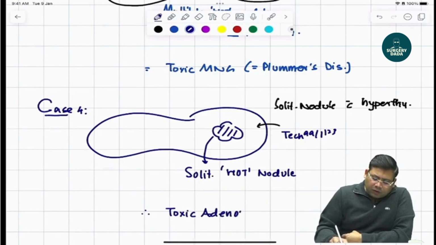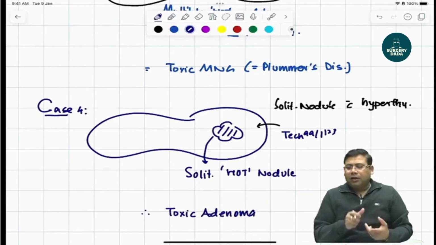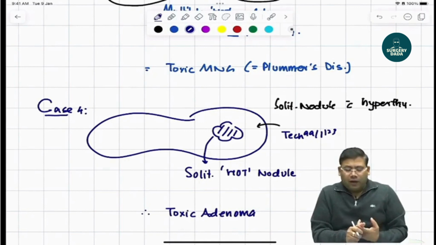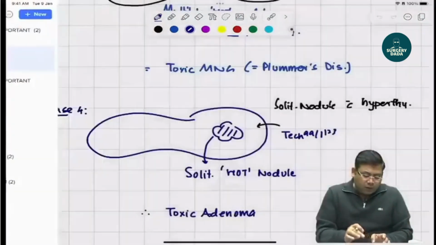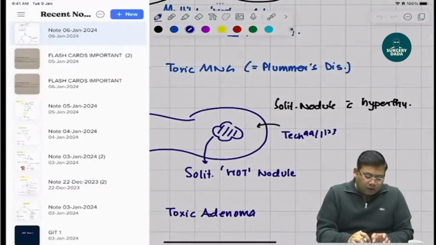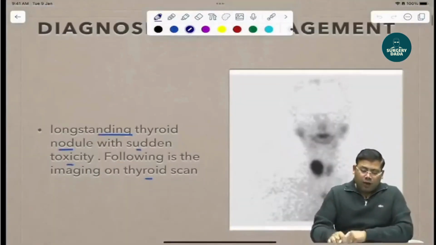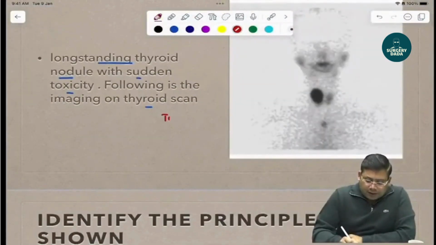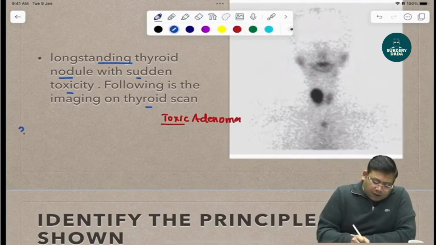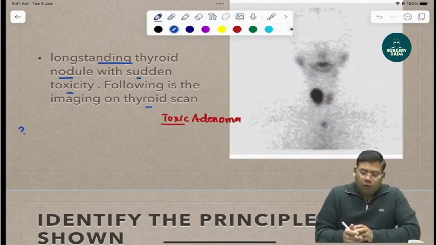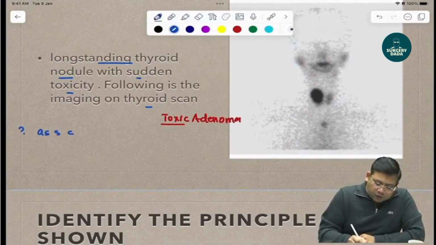So we have a diagnosis of toxic adenoma: case 1, case 2, case 3, case 4. We have seen all these characteristics. So if you see this case scenario, what is the diagnosis that you have now? You have the diagnosis of toxic adenoma, and this is very, very important. Do you know what is the association of toxic adenoma? Toxic adenoma is associated with GSP mutation.